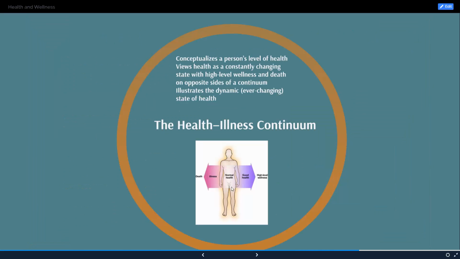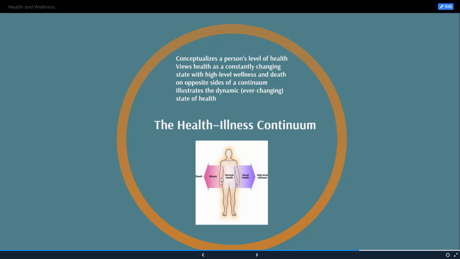Okay. All right, guys, so this model, the health illness continuum, basically conceptualizes a person's level of health, views health as a constantly changing state with high level wellness on one end, and on the opposite end of the spectrum, death. Okay, and then you see that in between there's illness, normal health, and good health. Okay, and it's ever changing. So maybe sometimes there's normal health here, and then they fall into the illness state because they have maybe an acute illness, and then they go back to normal health, and then maybe they're in good health, and then so it's kind of this balance, this back and forth.